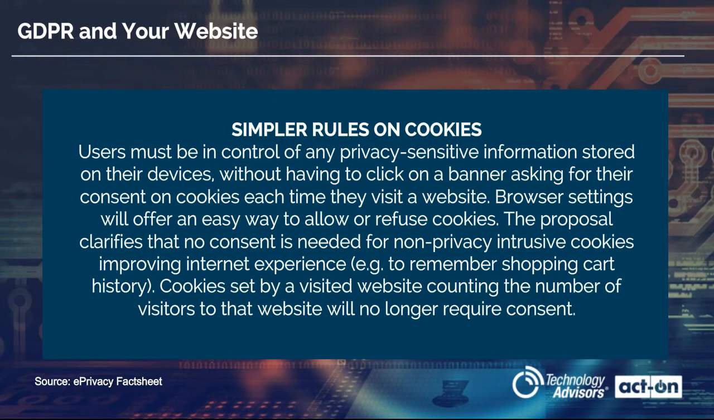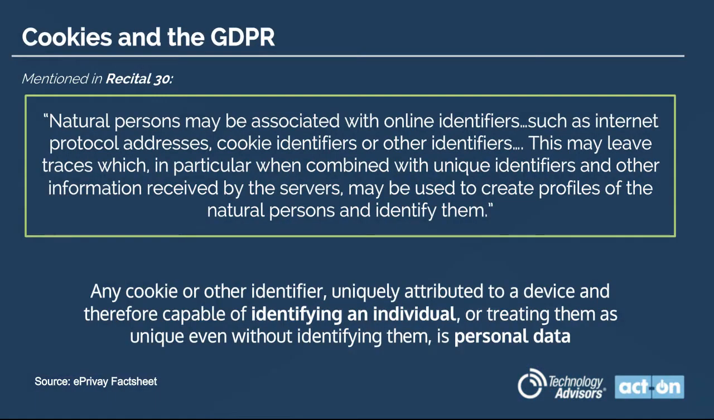So it's only a matter of time before we start to see the convergence of those two channels, in terms of how, if I'm utilizing that technology for my program, it's going to relate to privacy and privacy management. So it's still early days on that. As I mentioned, Recital 30 clearly states that natural persons may be associated with online identifiers such as Internet Protocol addresses, cookie identifiers, and other identifiers. So in the EU moving forward, things like IP addresses and cookie identifiers are what's called PII, Personally Identifiable Information. So it's going to get really granular in terms of identifying people based on these digital footprints. Any cookie uniquely attributed to a device is therefore capable of identifying an individual, or of treating them as unique, even without identifying them as personal data.